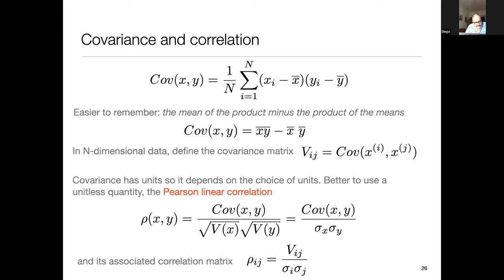And we prefer to use the correlation because the covariance has units, where the correlation is basically the covariance divided by the product of the standard deviations. And this is a unitless quantity, and it's called correlation, but it's actually the linear correlation by Pearson.